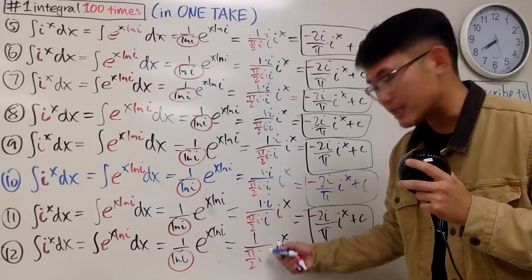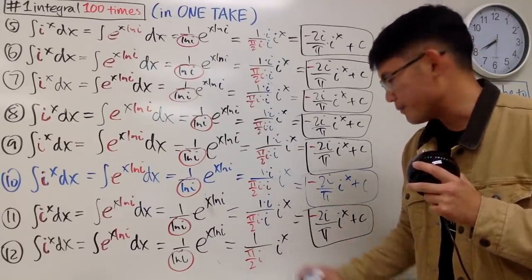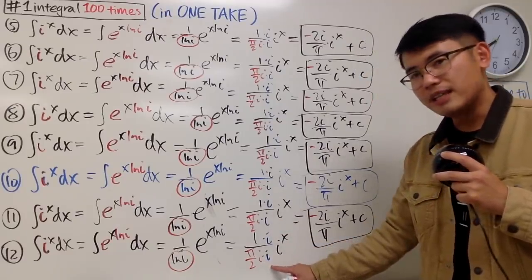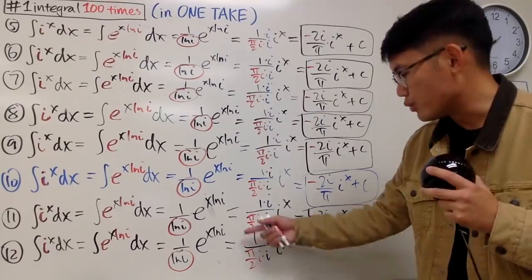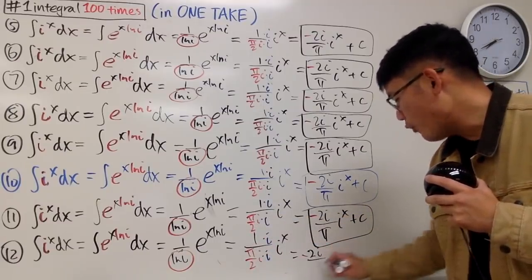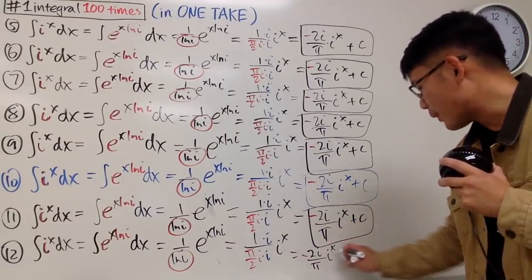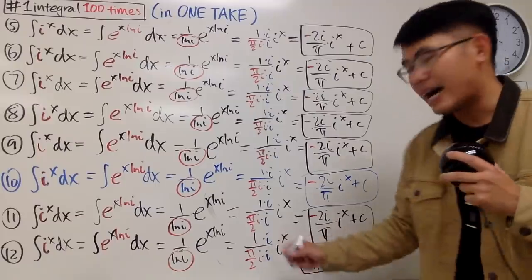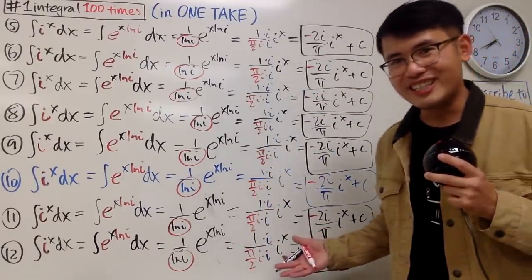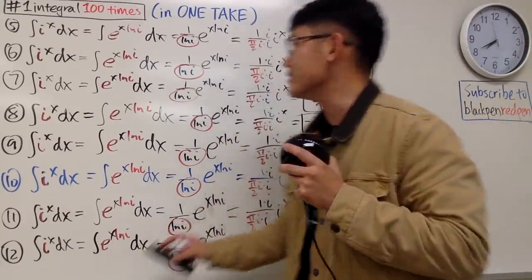But the problem now is I don't like to be on the bottom. I don't know about you, but I don't like to be on the bottom. Let me multiply I and I right here and here. This is going to give me -1, and I will also bring the 2 to the top. So all in all, we get -2i over pi, right? We have the pi right here, and then we have the I to the x power here, and then we put plus C like that. And this is the answer that Wolfram Alpha will give us. So this right here is legitimate. Hopefully it gets all like this. And now we'll continue to number 13.